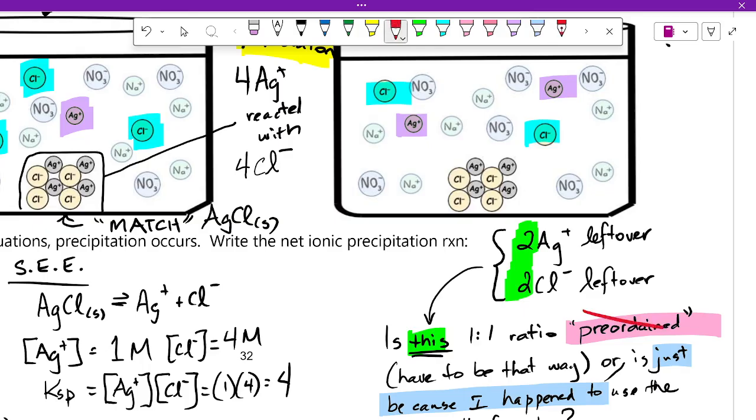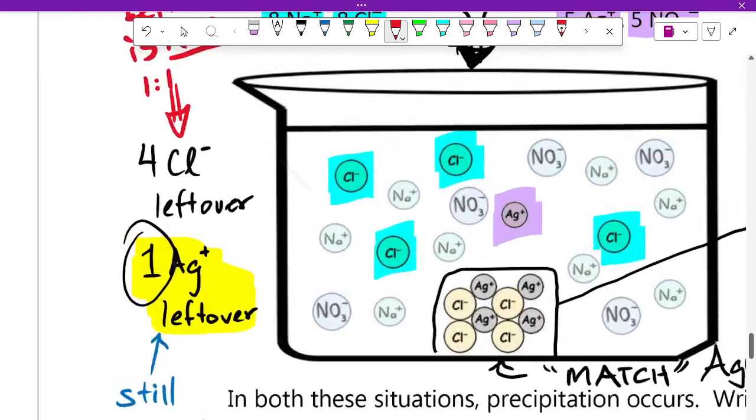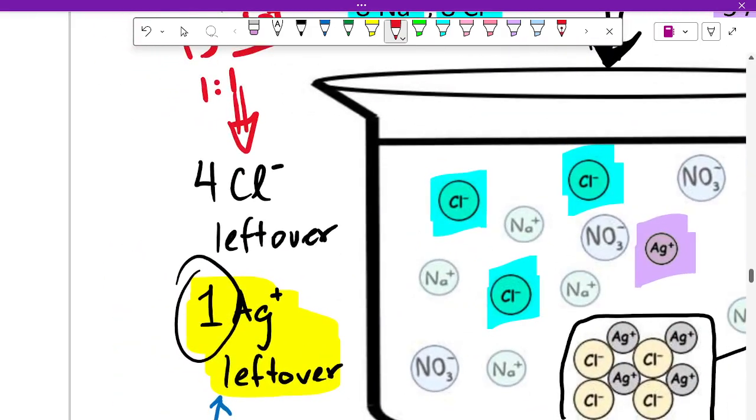And the answer is no, it is not preordained. It's just because I happen to use the same number of moles, I ended up with the same number of moles left over. Yes? And most likely, anytime you do this mix and match where you get the silver from silver nitrate, you get a chloride from a different compound, it's very unlikely that your two concentrations will be the same. It's very unlikely that they will be proportional to the coefficients. Okay, so when you mix and match, it is much more likely to end up with concentrations that are not proportional to the coefficients.